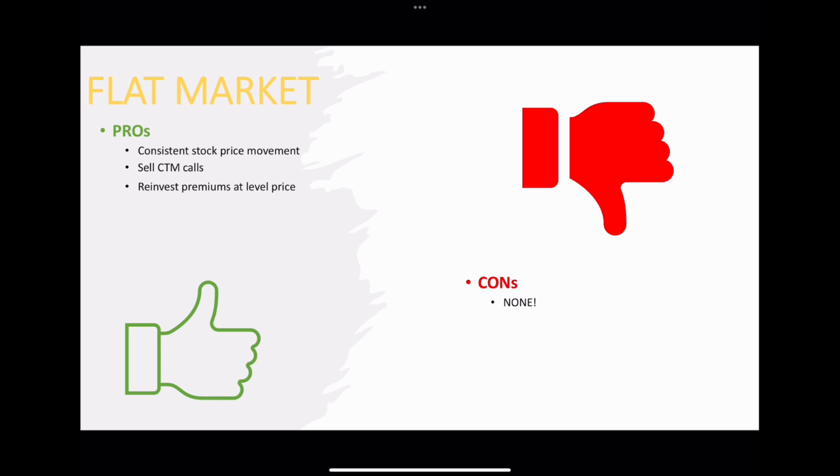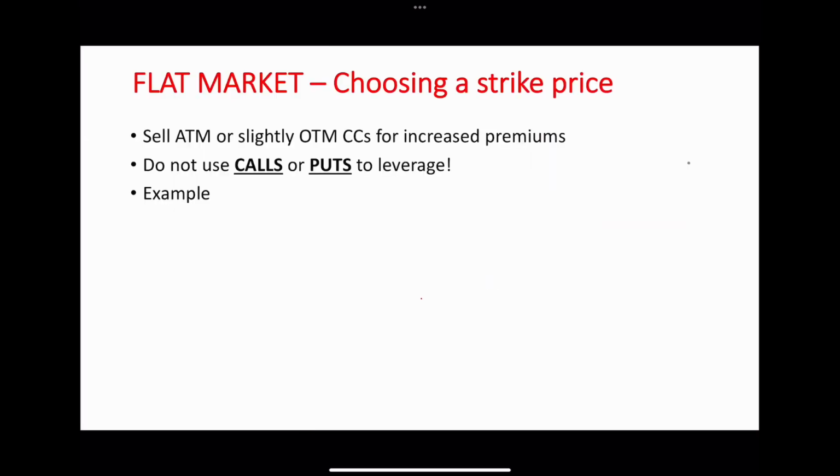So how to choose your strike price during a flat market? Typically, I'm selling at the money or slightly out of the money covered calls, and I'm getting an increased premium for those because they are closer to the actual cost of the stock. I do not use calls or puts to leverage whatsoever. That's a bad idea. You will lose money because by the end of the week, you will have those calls or those puts expire worthless.